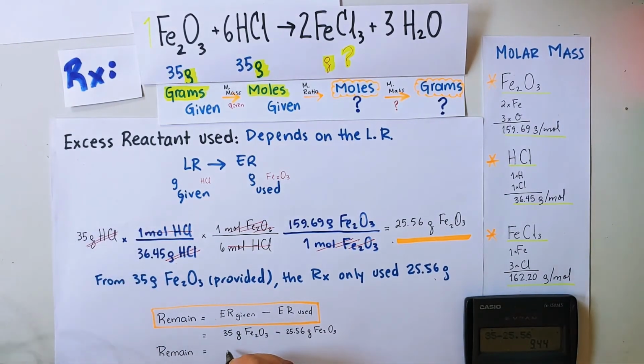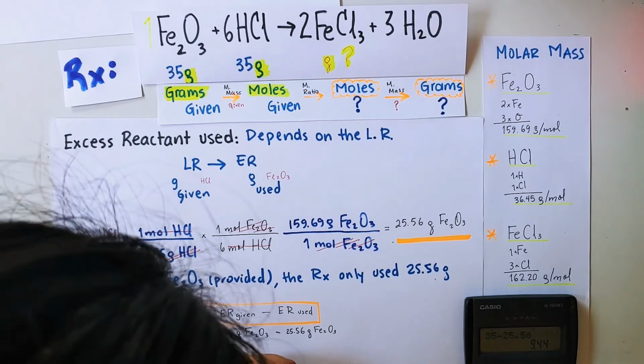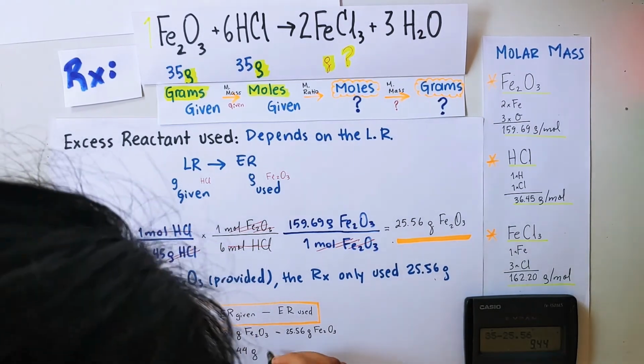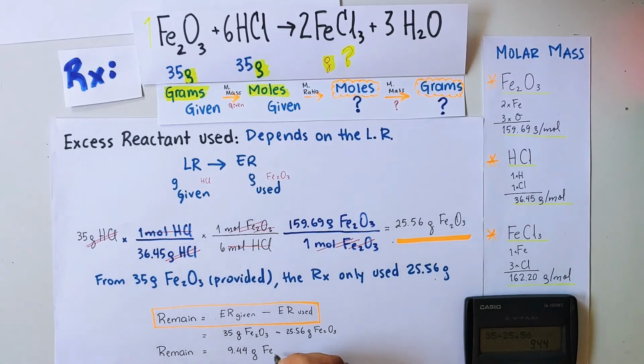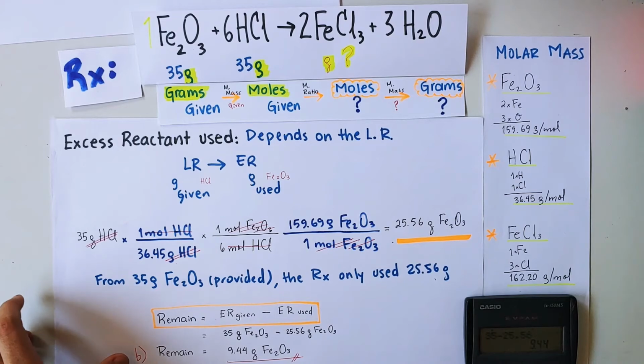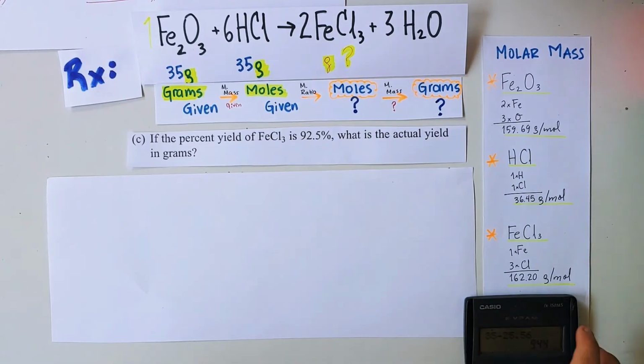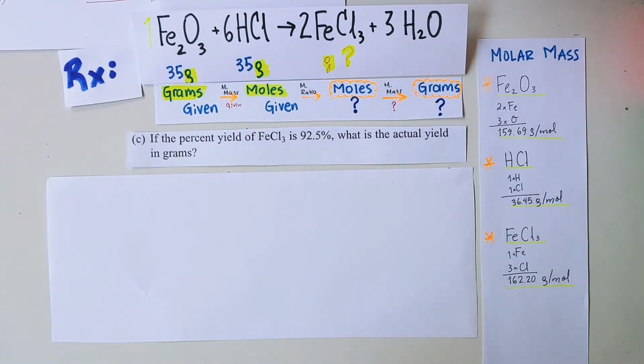So remain is equal to 9.44 grams of Fe2O3. Okay, so this will be your answer for part B. And then in the last part, if the percent yield of iron 3 chloride is 92.5%, what is the actual yield in grams?